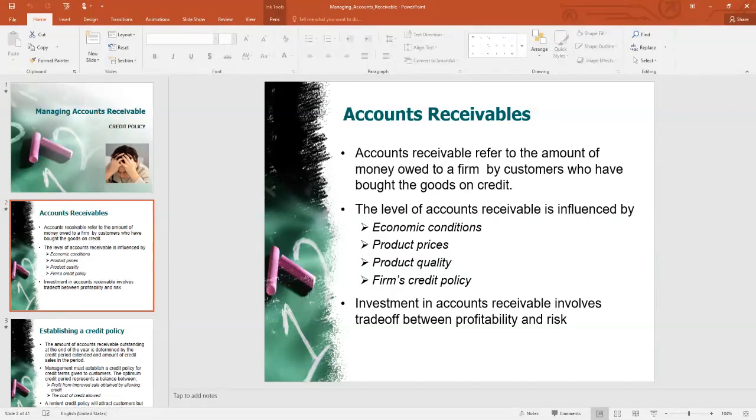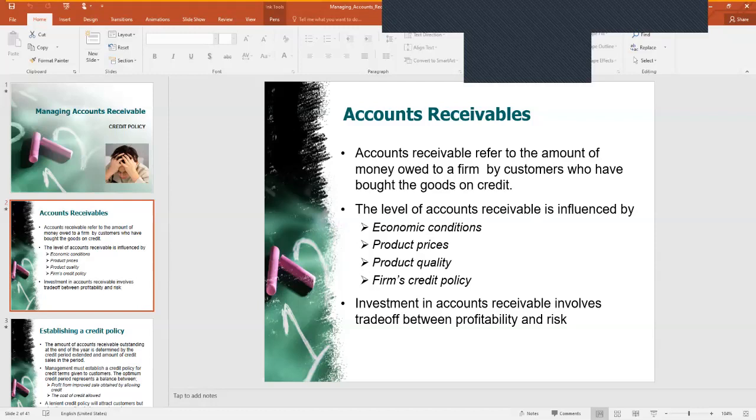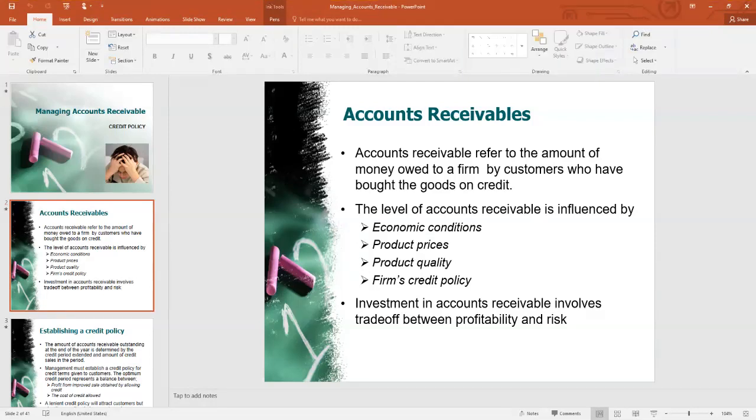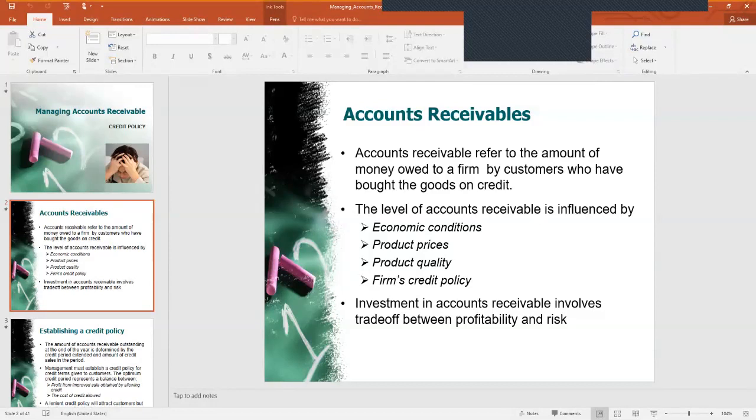Suppose the economy is doing poorly, well, what do you expect? Most businesses would want, as much as possible, not to sell on credit. So if the economy is doing poorly, the company will opt to sell on cash as opposed to selling on credit. Therefore, the investment we are making towards accounts receivable will be decreasing, because the company is selling more on cash as opposed to credit.